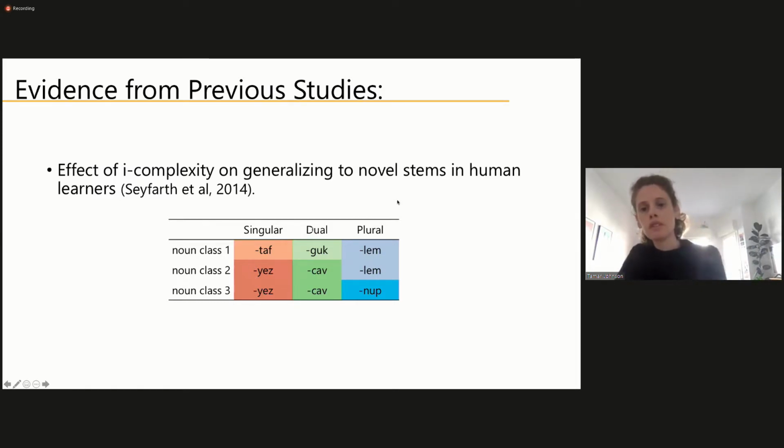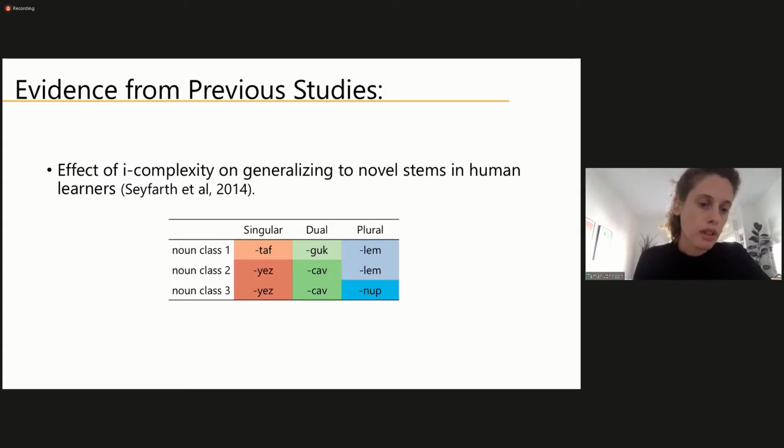They trained participants on forms in the language from the entire paradigm, and then they tested the participants on novel items. They had 2 types of trials. In the predictive trials, they showed them the form in singular and asked them to produce the form in dual. In the unpredictive trials, they showed them the form in plural and asked them to produce the dual for the same object. And they showed that participants did better in producing the correct dual form for the novel stems in the predictive trials.